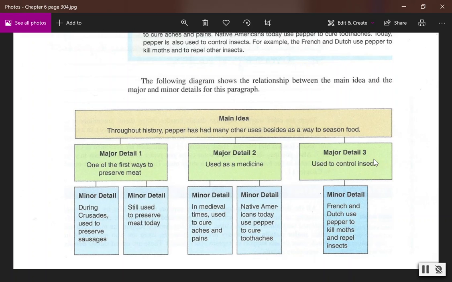Okay, so this is a chart way to get you to understand where the major details are versus the minor details and what each supports. So the blue will support the green and the green will support the yellow.